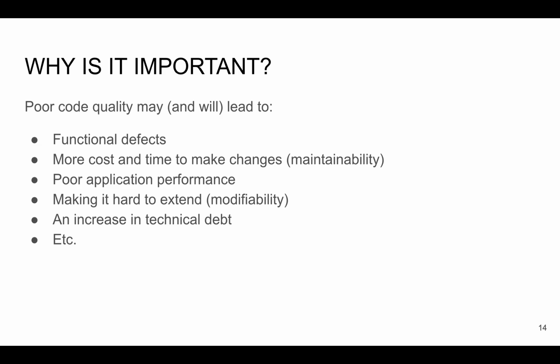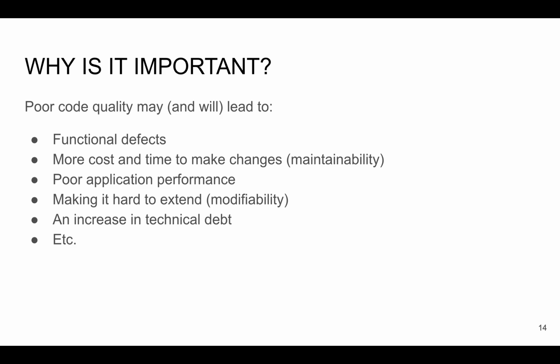Also modifiability is a requirement for code which describes how easily you can extend or update your code. If you have new requirements, you need to implement some new functionality, you need to understand this code, and modifiability will show you how much time you need to implement new functionality.